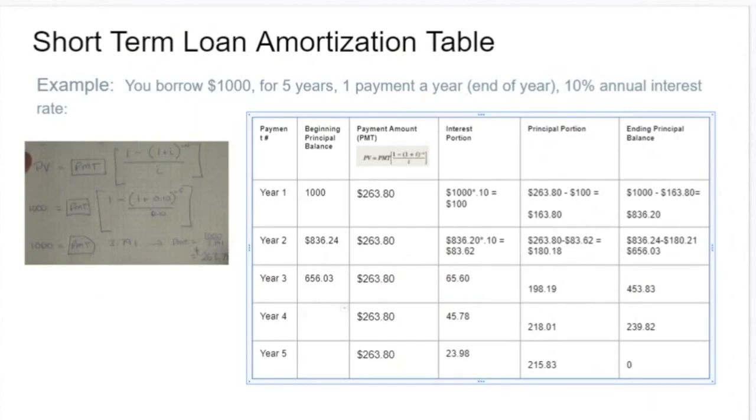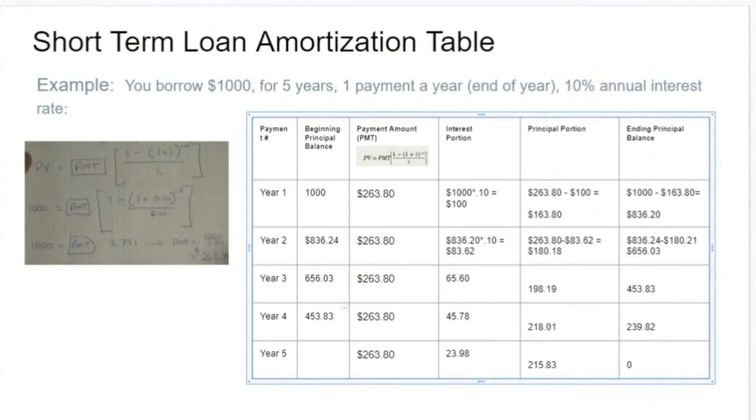Then we say, okay, how much was principal? Well, we know we paid this much. This much of it was interest, so 263.80 minus 65.60 is 198.19. Now there are rounding errors here, but effectively it brings it down to $198 is how much you pay on the principal. That principal then gets subtracted off the beginning principal, and it will give you a balance of $453.83.